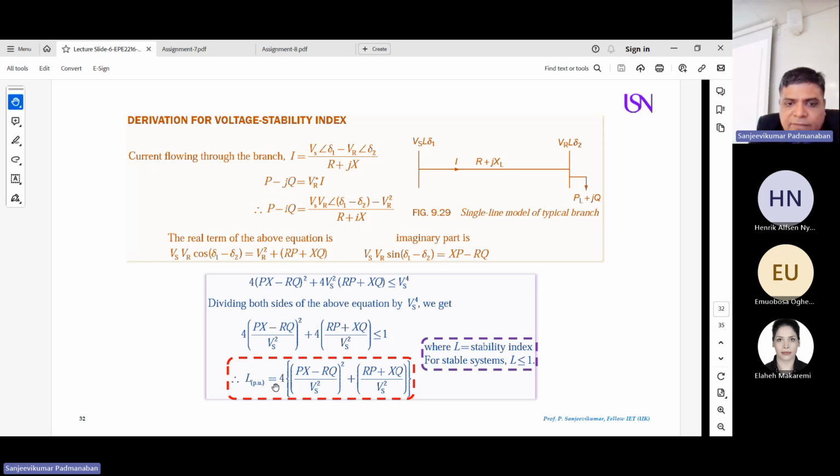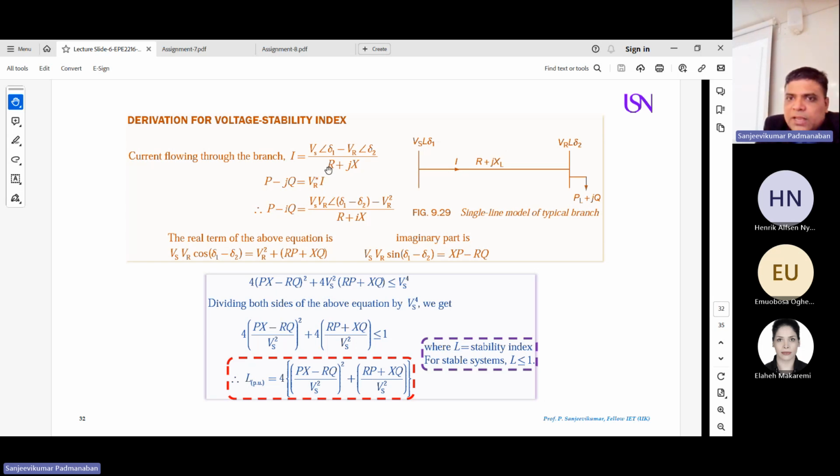The inductance per unit is given by 4 into (Px minus Rq divided by Vs square) whole square plus (Rp into Xq divided by Vs square). So this is the complete inductance in per unit. For the stability index, please note your system is stable if L is less than or equal to 1. In order to understand the voltage stability of your transmission system, you should be able to calculate L in per unit, and L in per unit must be less than 1. Otherwise, your system is not stable. Is it clear to you? So don't look at all this derivation.